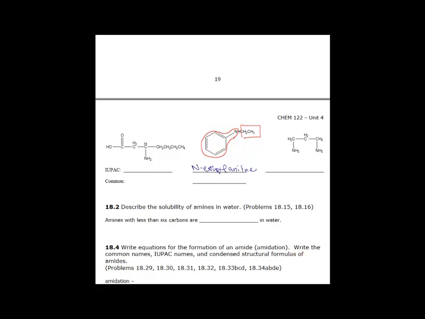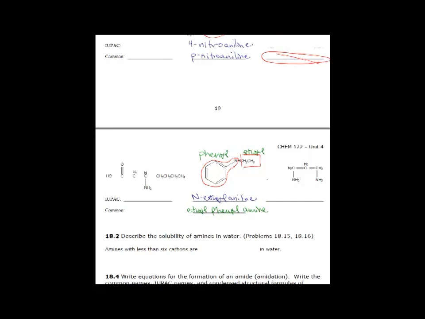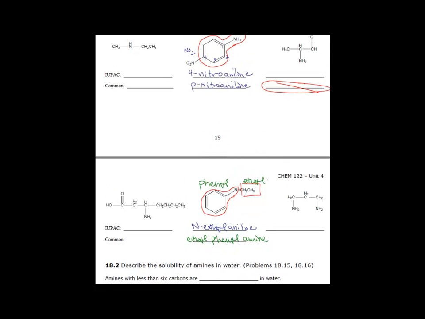And then for common, cover up the nitrogen, name the alkyl groups on either side. So I'll put my common name in green. So the alkyl group, phenyl on the left side, ethyl on the right side. So alphabetical order, ethyl, phenyl, amine. Okay, so hit pause and work on the rest of those.